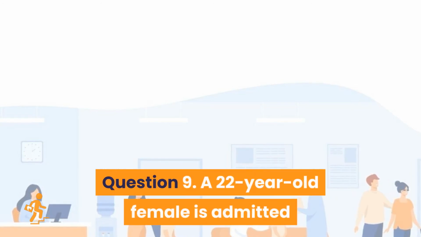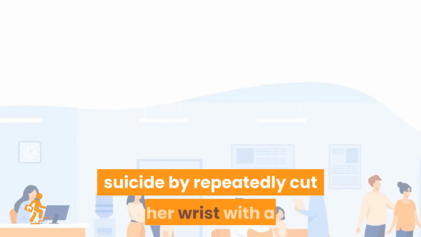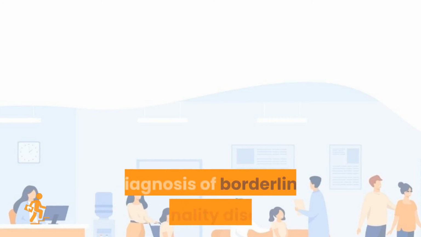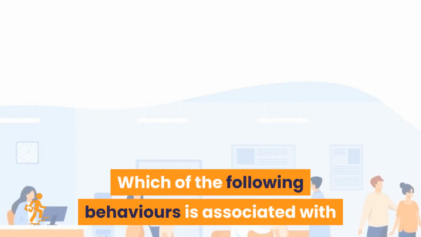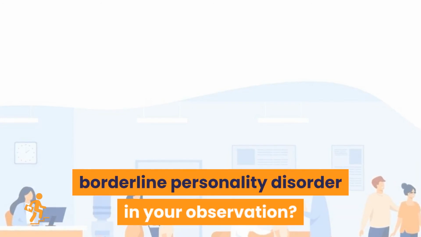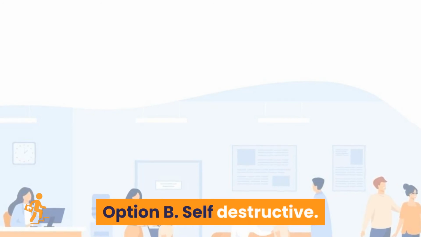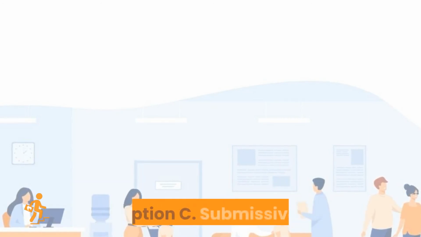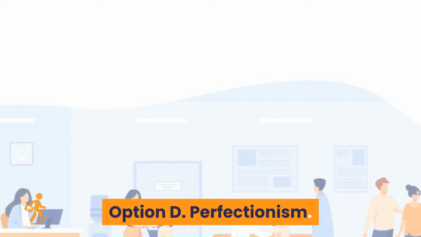Question 9. A 22-year-old female is admitted to the psychiatric unit with an attempted suicide by repeatedly cutting her wrist, with a diagnosis of borderline personality disorder. Which of the following behaviors is associated with borderline personality disorder in your observation? Option A, grandiose. Option B, self-destructive. Option C, submissive. Option D, perfectionism.